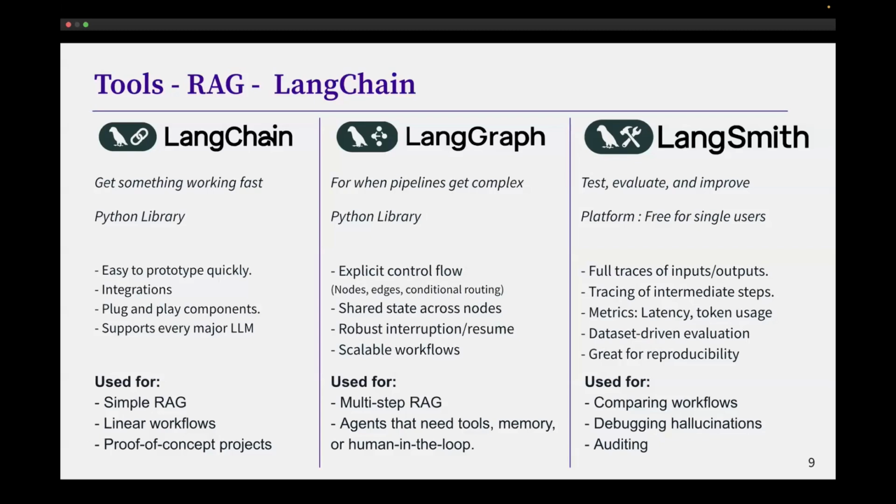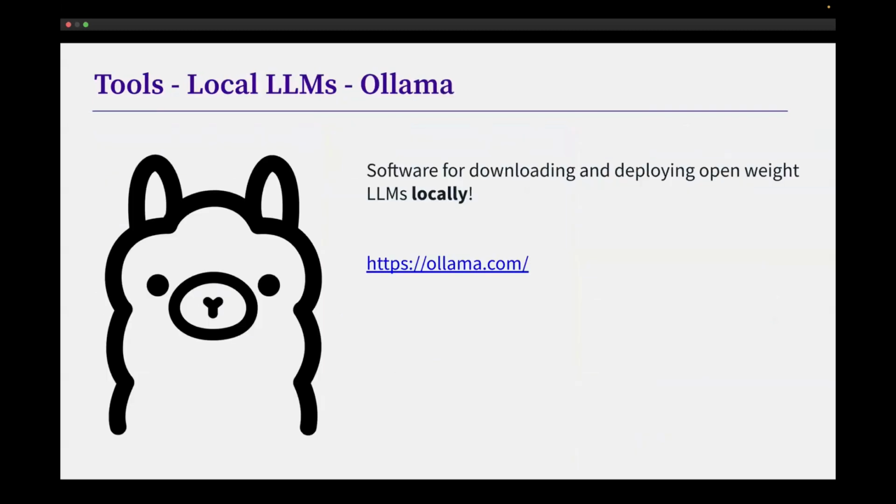LangGraph gets more complex, so you have nodes and edges, ways of mapping different flows together, and they share a state. They can have robust interruption and resume functions. It's good for scalable workflows, so multi-step RAG, agents that need tools, some kind of memory or a human in the loop. And LangSmith, which is a platform which you use to trace and follow what your LLM is doing. So good for comparing workflows, debugging hallucinations, and auditing things. And I will showcase that today as well.